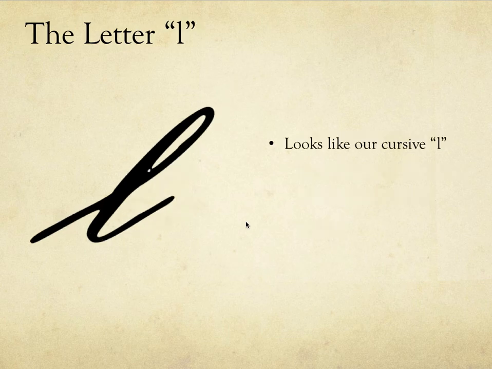L, on the other hand, is a piece of cake. It looks just like our cursive L. However, it can sometimes be confused for a B. B's have that horizontal stroke right here, but if the scribe didn't clearly write his horizontal stroke, you may be confusing an L for a B or vice versa. So knowing that these two letters look similar can help you figure out your word. If it's not making sense with an L, try a B. If it's not making sense with a B, try an L.